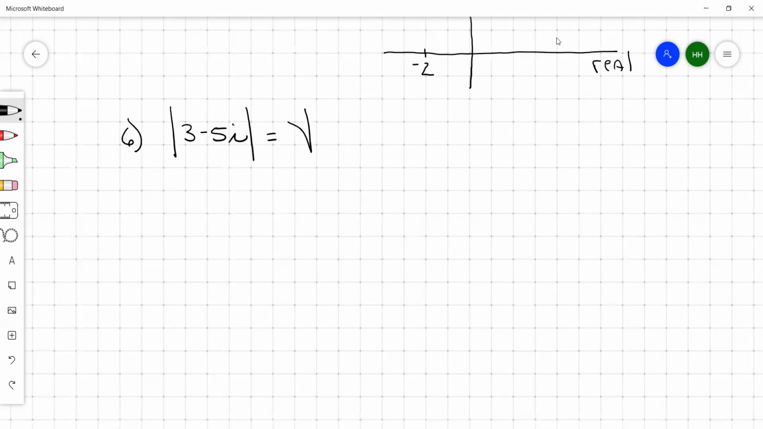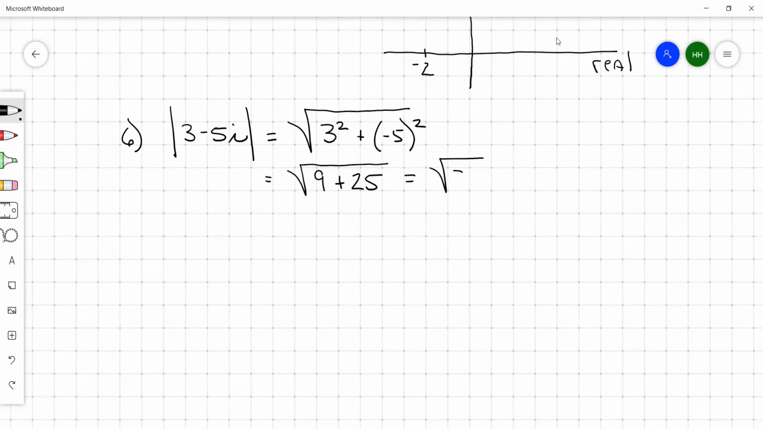That's going to be equal to the square root of 3 squared plus the negative 5 squared, which would be the square root of 3 squared is 9, and negative 5 squared is 25. And 9 plus 25 equals 34. Square root of 34 is in simplest form. There are no perfect squares that go into 34 evenly.